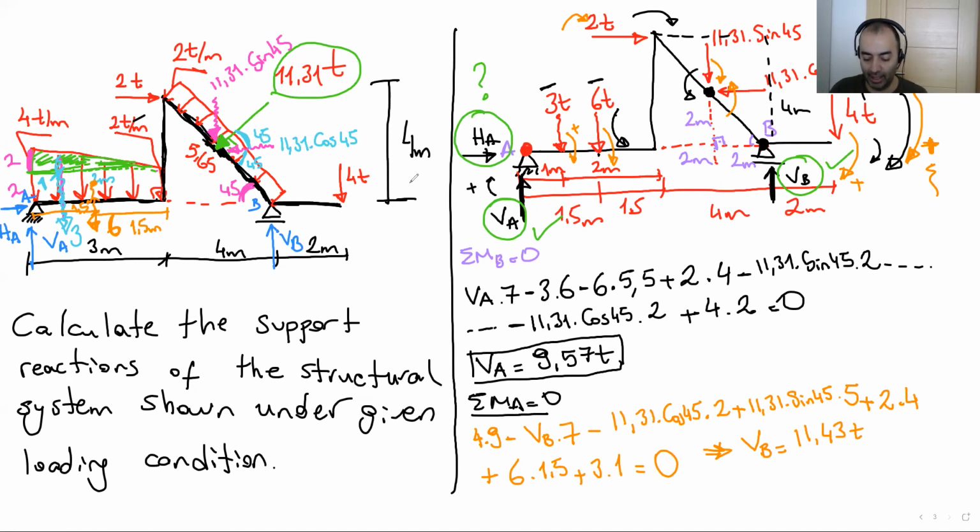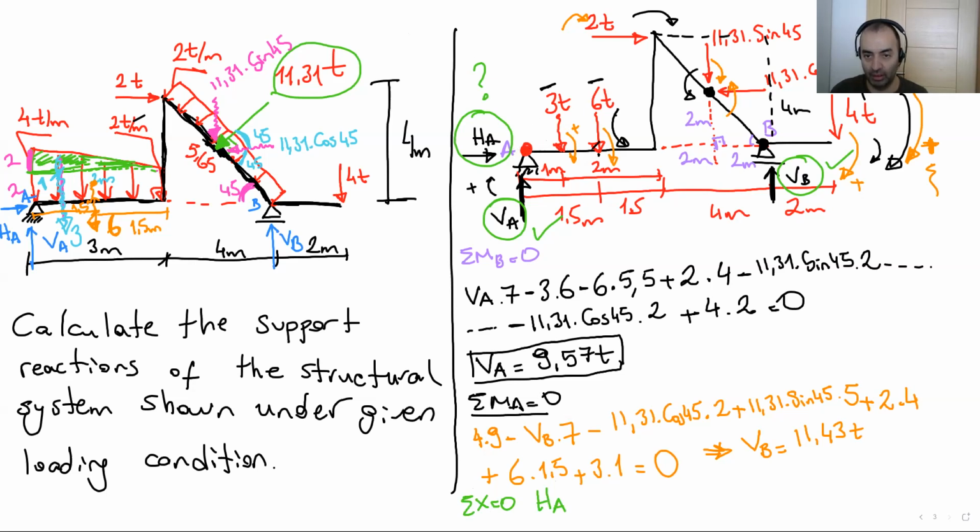Okay, let's write the total X equals 0. So I assume that HA is in the positive direction. So HA is positive. Let's follow the beam.